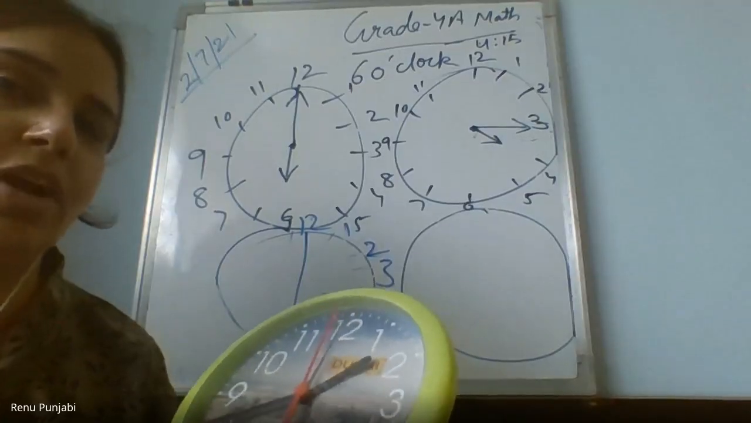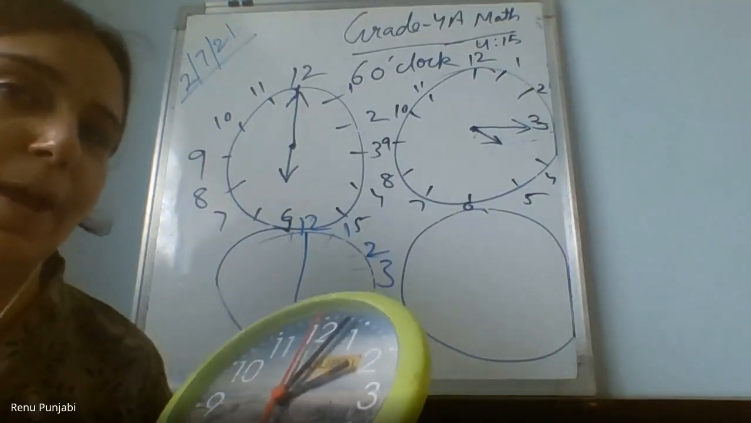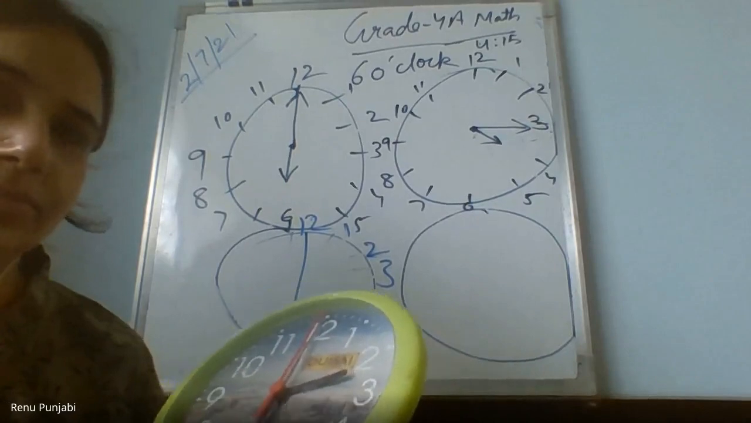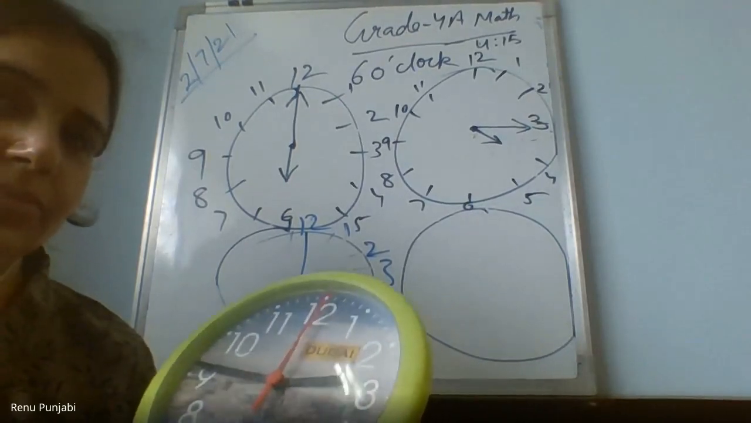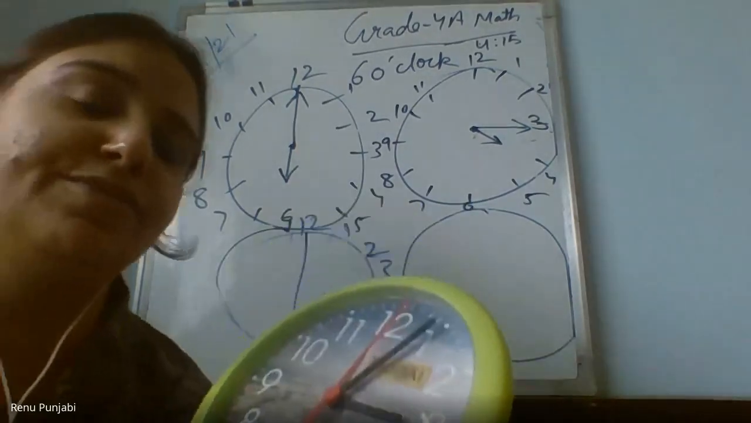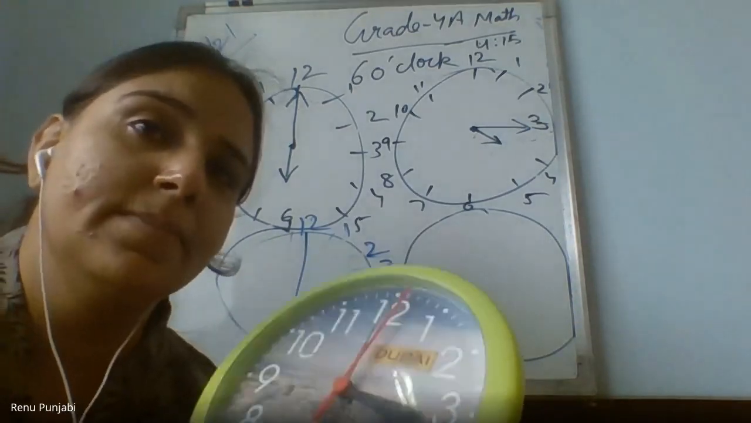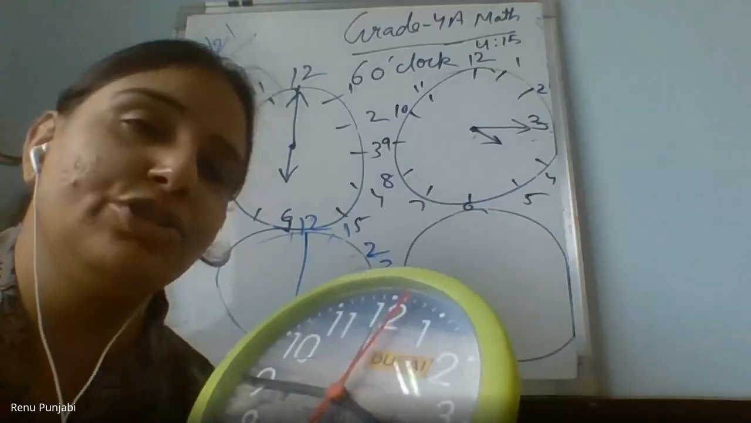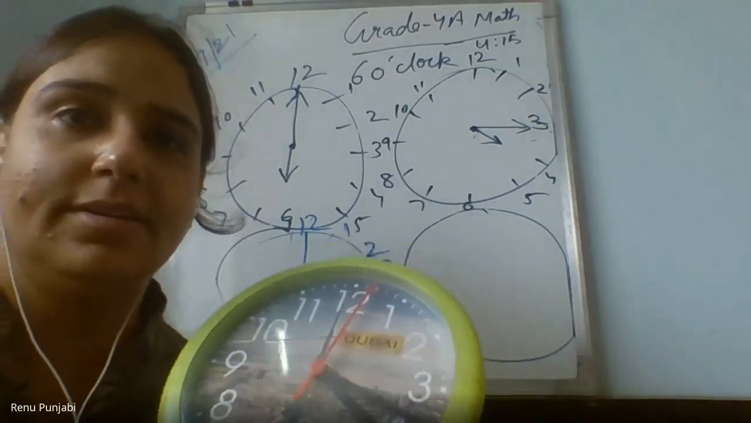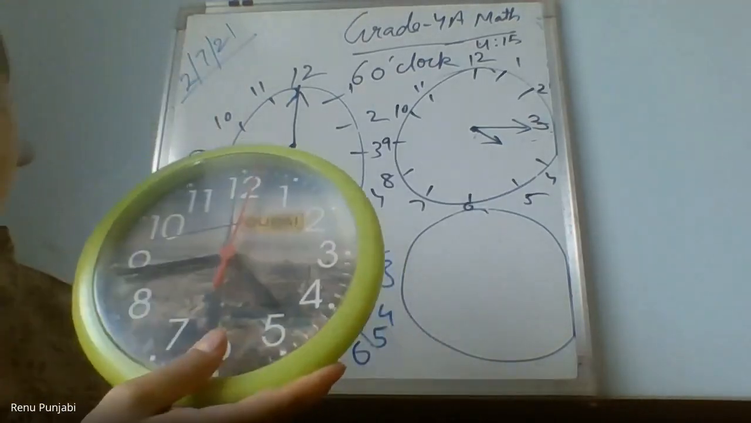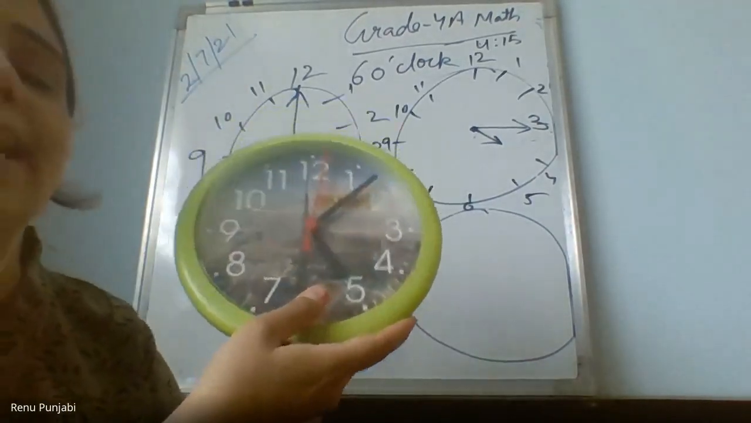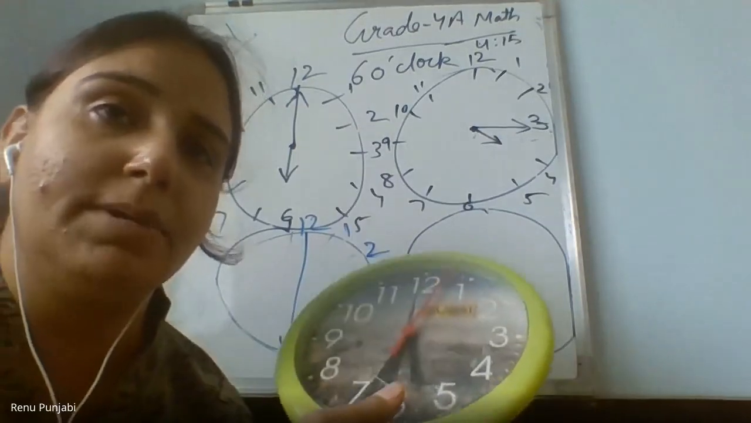8:45 means your short hand will be where, Pritika? 8:45 means quarter to 9. Yes. So where will your short hand be? I'll show you practically. You see, your short hand will be here right now. Where is your short hand? Tell me.